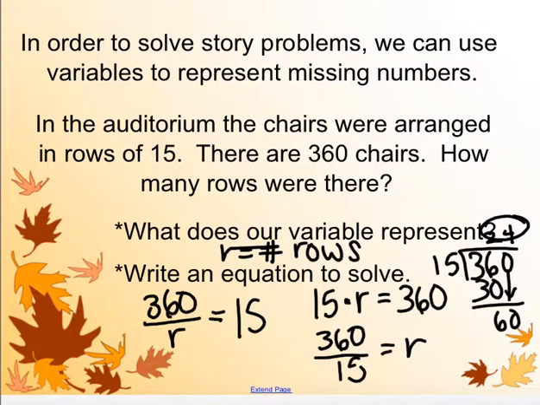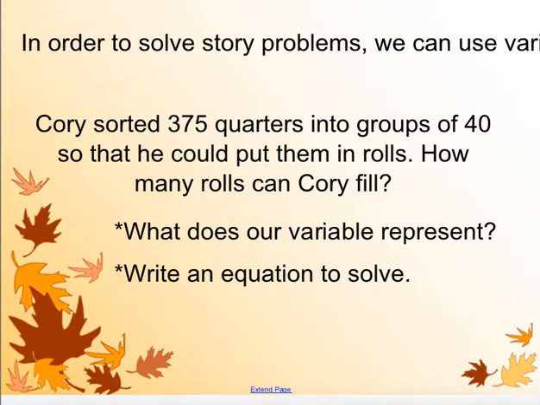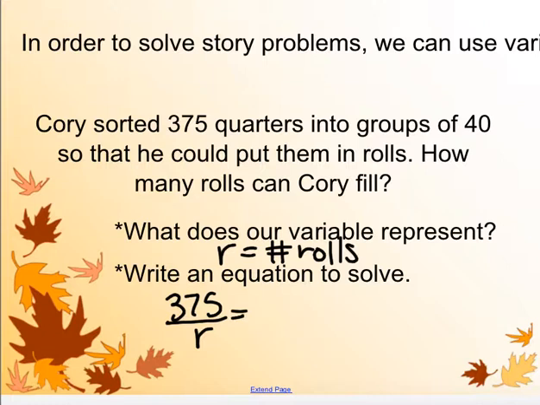Maybe let's look at another one. How about this one? Corey sorted 375 quarters into groups of 40 so that he could put them into rolls. How many rolls can Corey fill? This is very similar to the one we just saw. Maybe, in this case, our variable represents the number of rolls he can make. We have a total of 375 coins, but we don't know how many rolls, so maybe we divide by our number of rolls to get how many is in each one. And we know that there is 40 in each. Okay, so that's one way.